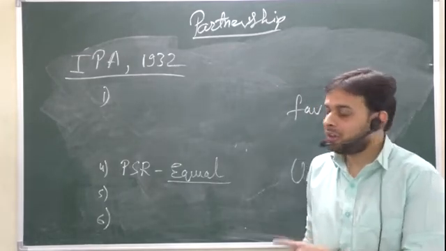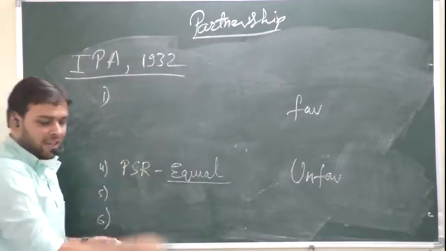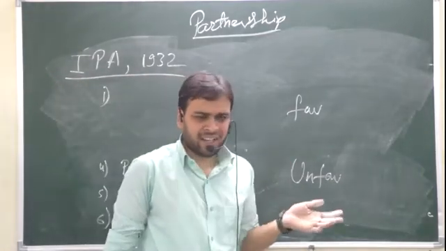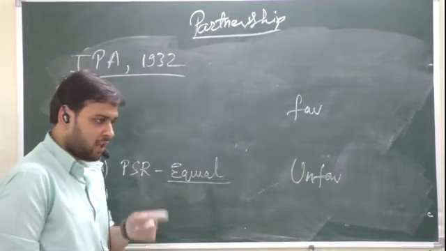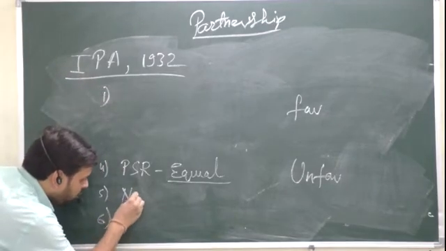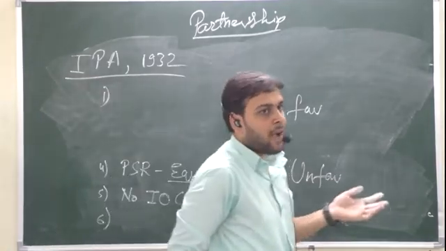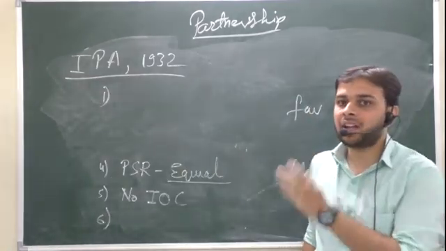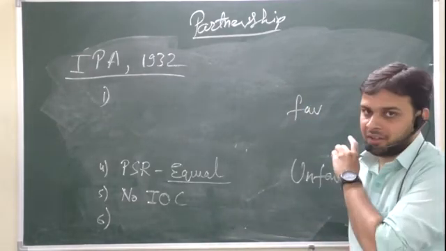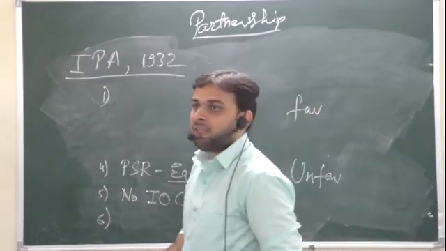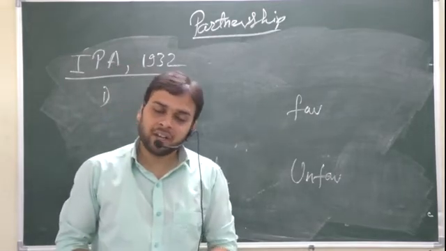In case of loss, all will bear the losses equally, unless there is a case of guarantee, which we will discuss later on. Profit sharing ratio will be equal. Second point, no interest on capital. The amount of capital invested by the partner in a firm, against that he will not get any interest. It means that he will not be benefited by the firm if there is no partnership deed.